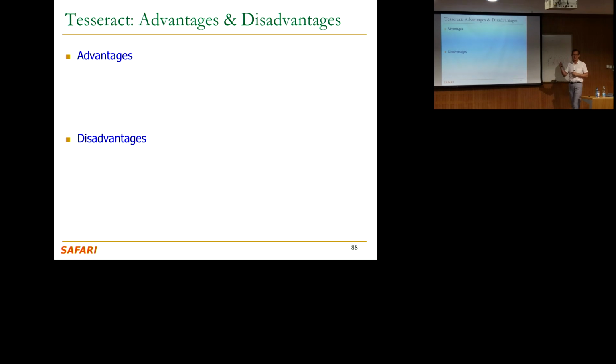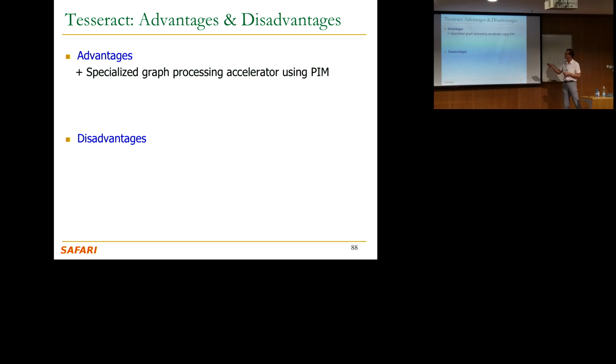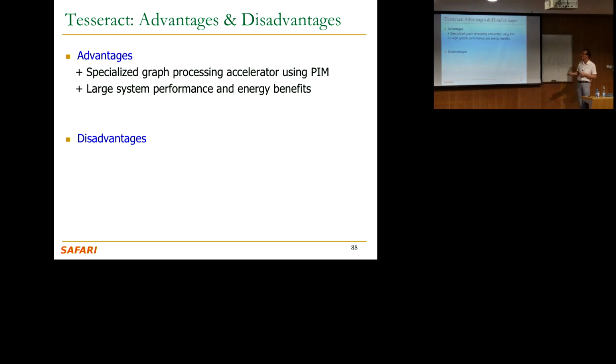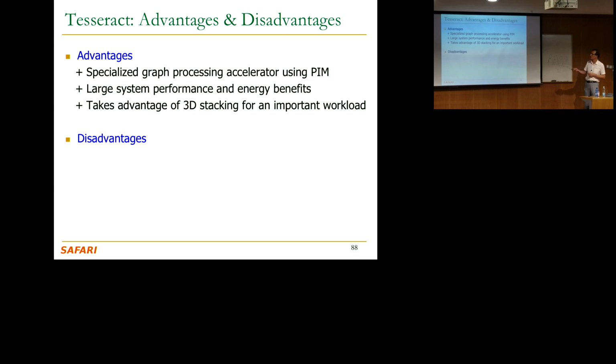OK, so let's talk about the advantages and disadvantages. This is a specialized graph processing accelerator using PIM, processing in memory. It gets large system performance and energy benefits, and it takes advantage of 3D stacking for an important workload. But if you think about it, this is more general, right? There is very little specialized for graph processing here, aside from the prefetching mechanisms. You could use this for other workloads also, in my opinion, like machine learning and whatever is limiting you.